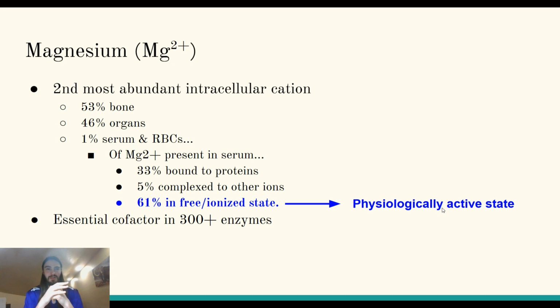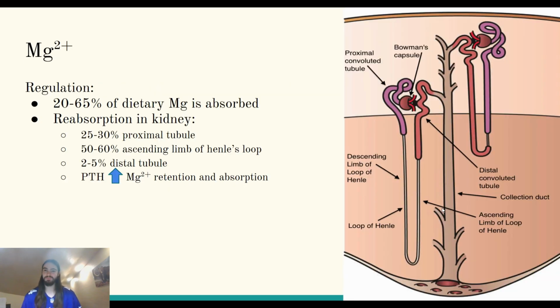With magnesium, the exact functions are not super well known. It's known to be an essential cofactor in 300 plus enzymes. That's the story, like I've said, for a lot of these electrolytes. We don't know exactly everything that they do in the body, but we know somewhat.